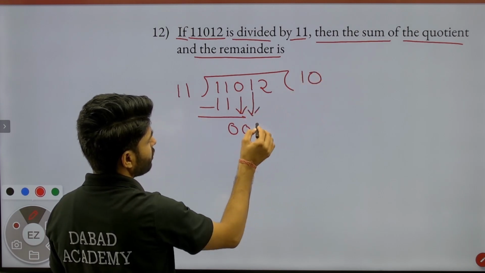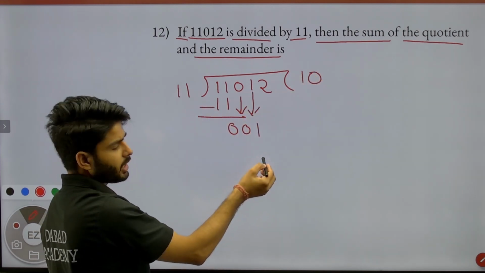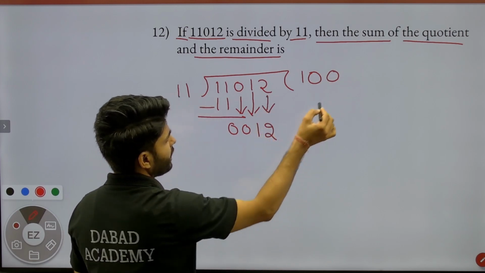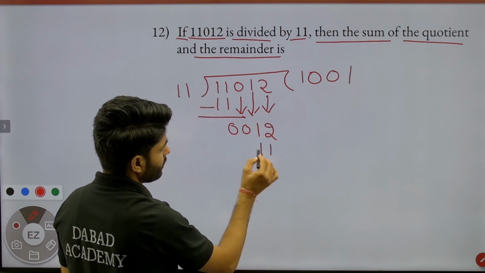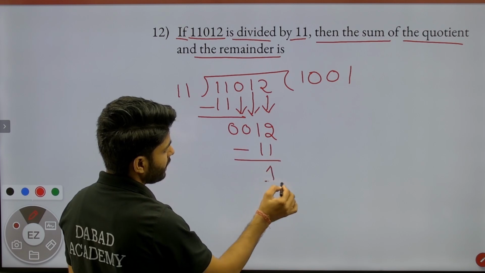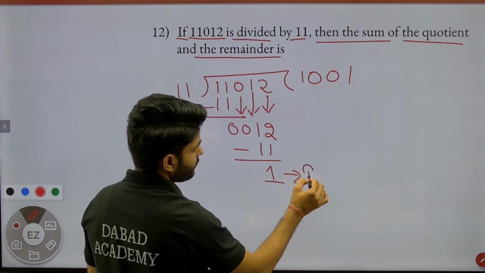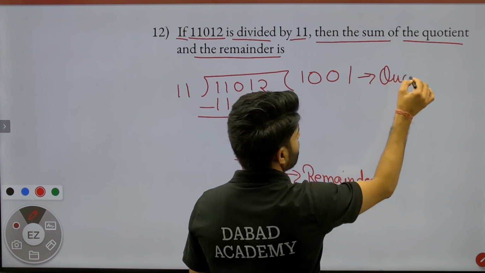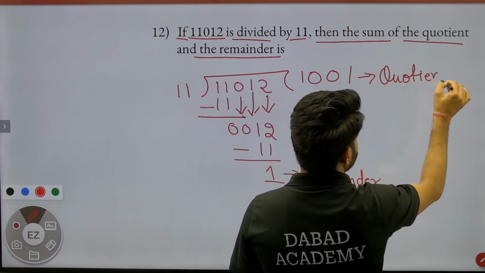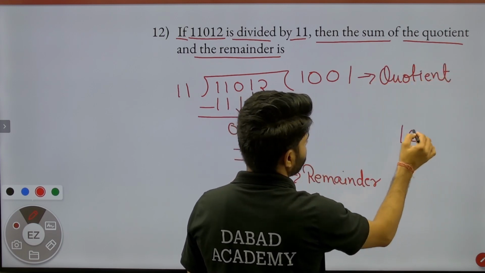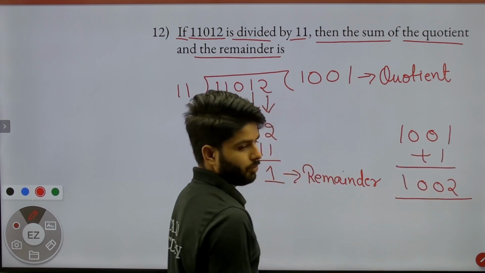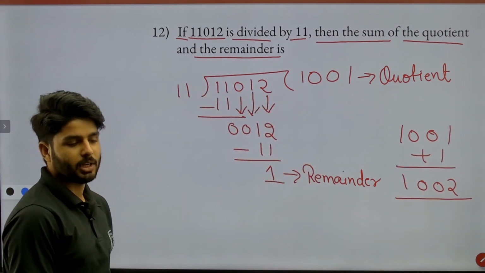Then again we put 1 here. That was also again not divisible. We put 0 here. Then here is 2. Then 11 1s are 11. So that is 1 here. That is the remainder, and that is the quotient. Now we have to find the sum of these two numbers. We can easily sum 1001 plus 1, that is equal to 1002. So the right answer is 1002.